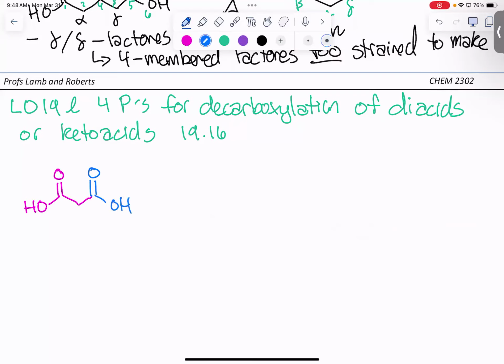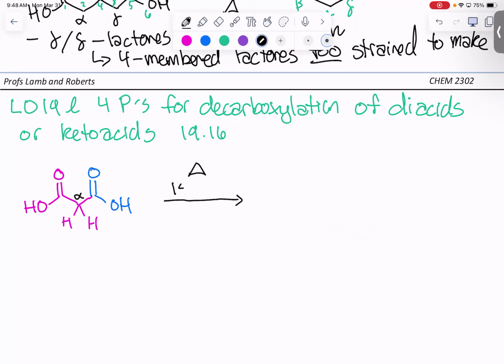Our diacid here, all right? And something that we need at the alpha position, so we need some CH bonds to be there. So at least one, all right? We can do this with a reaction with only one CH bond if you had another substitution here.